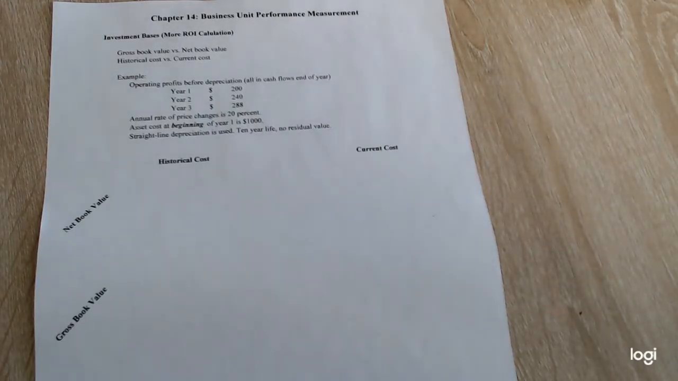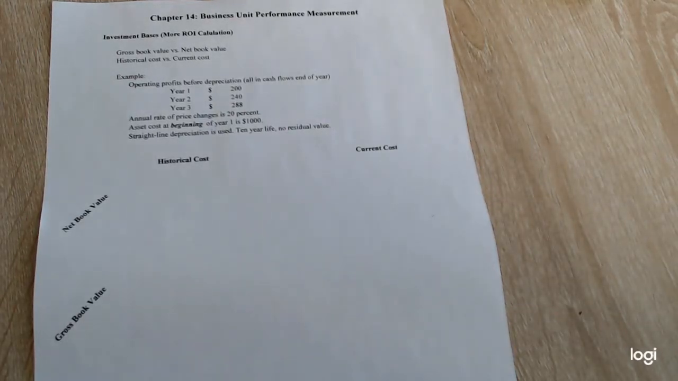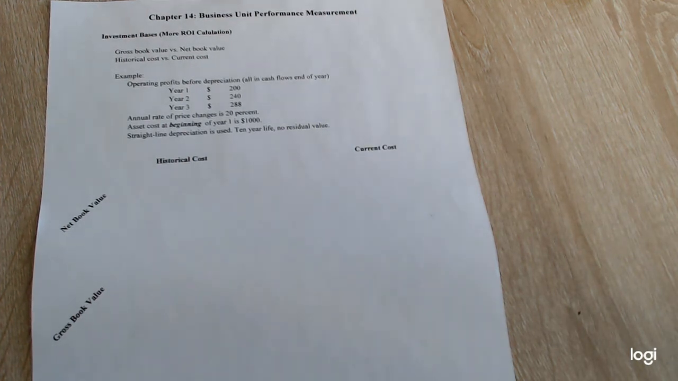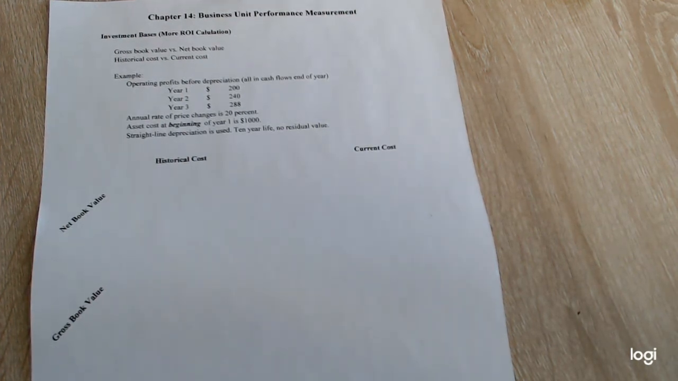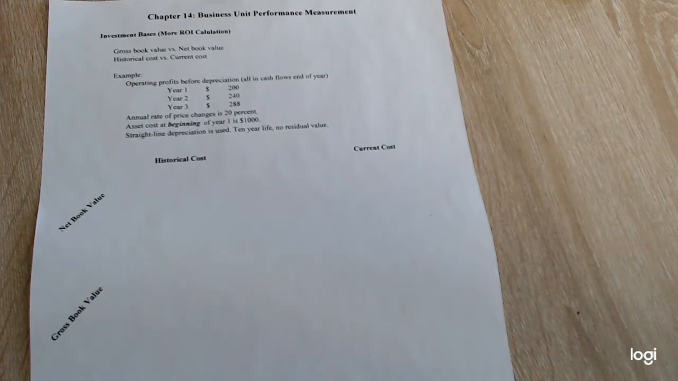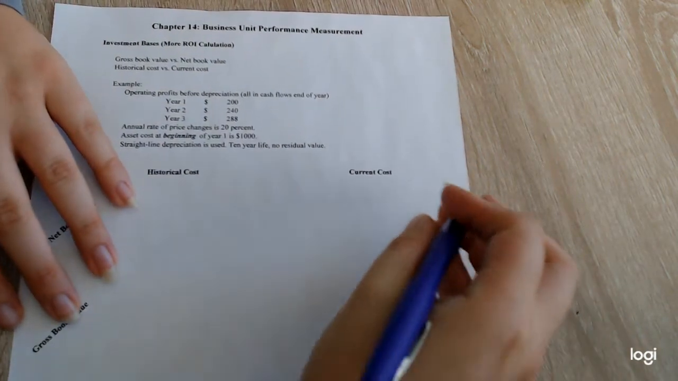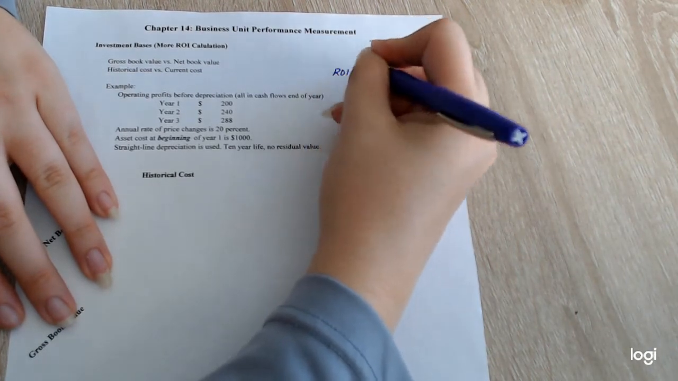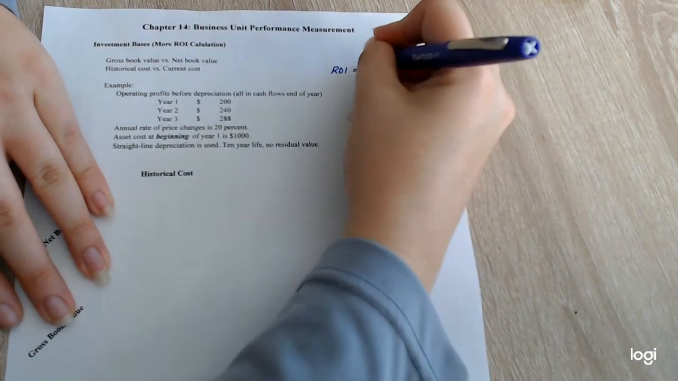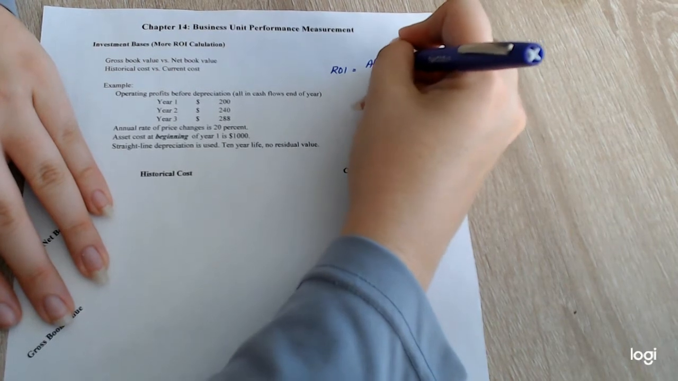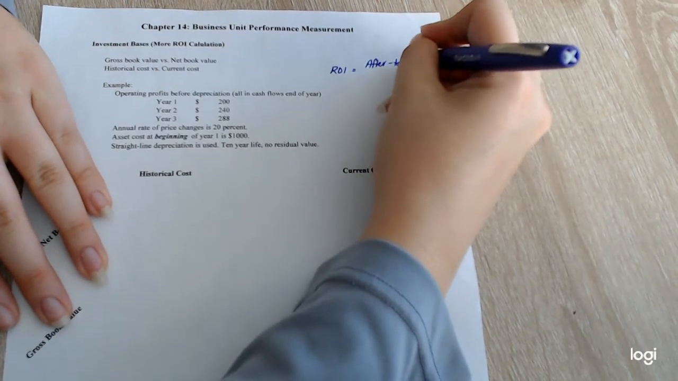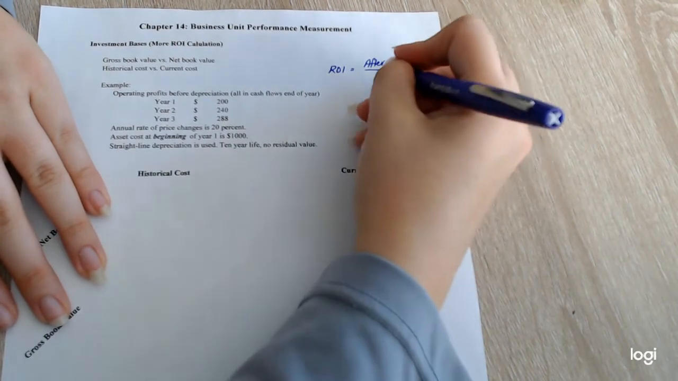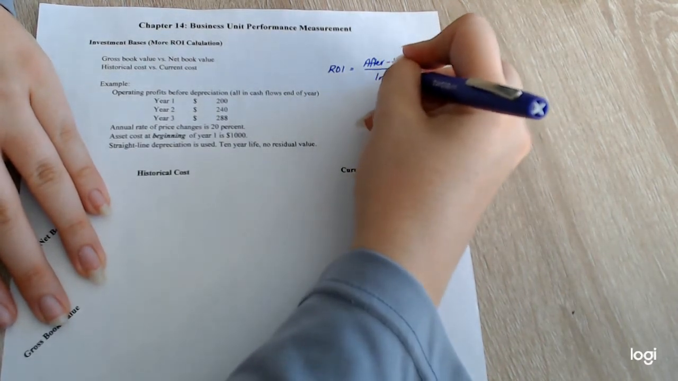All right, so this tends to be the topic in chapter 14 that gives students the most trouble. It's basically looking at some of the different ways that we can calculate ROI. We're going to be using that first ROI formula that we learned earlier, which is our after-tax income divided by those invested assets.